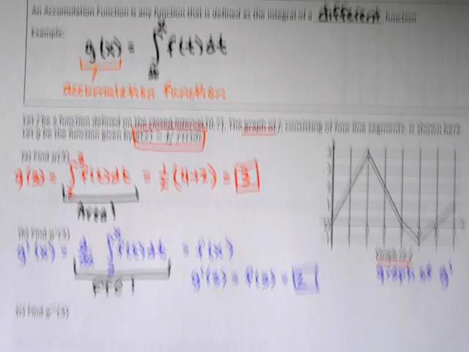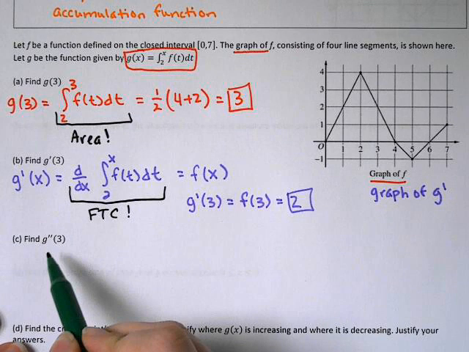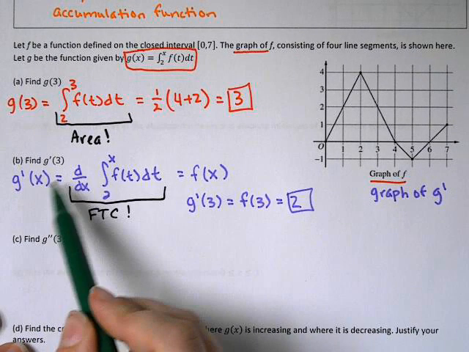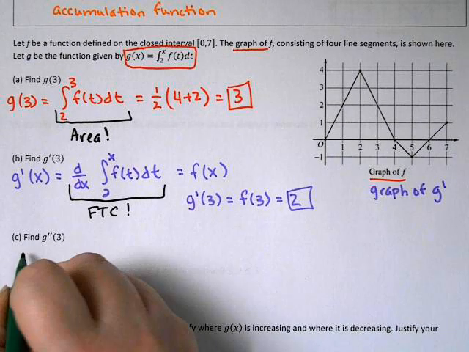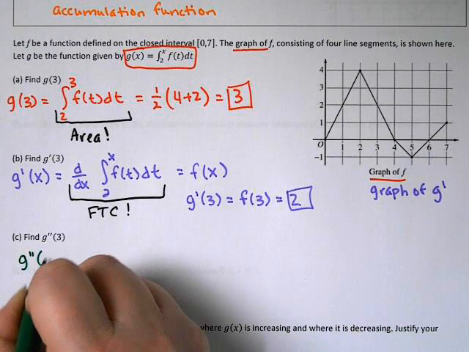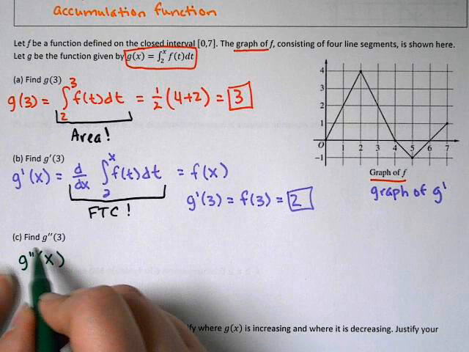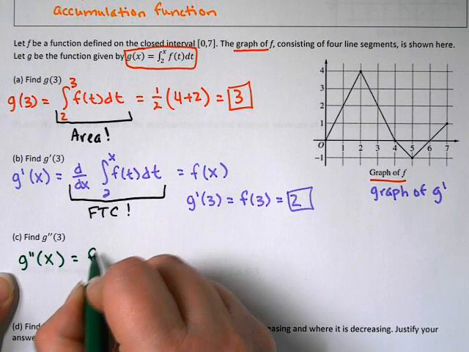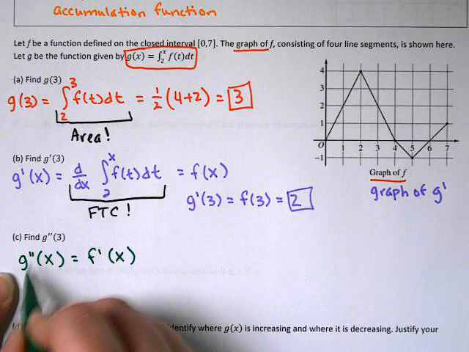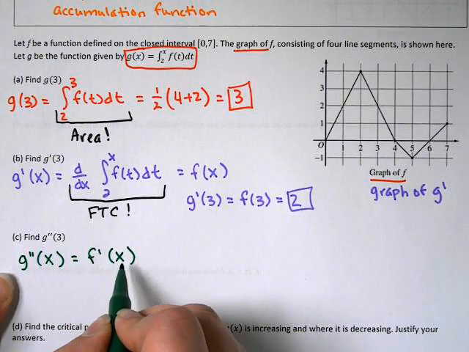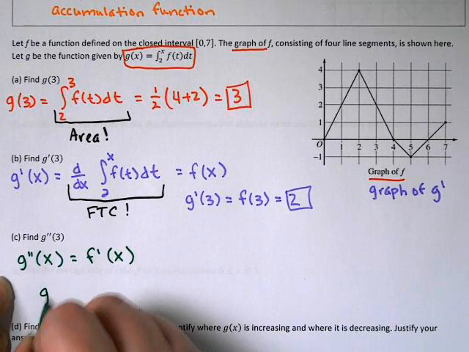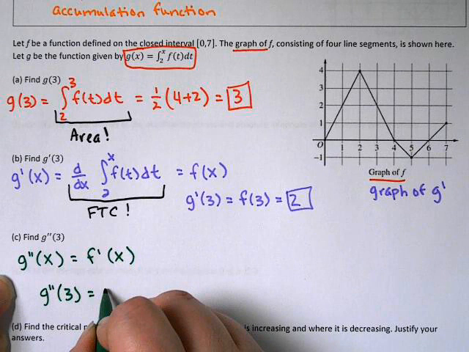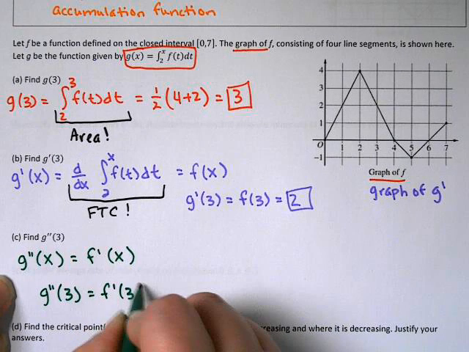Let's see, the next thing they're asking for is g double prime of 3. So kind of like up here where all I did was focus on g prime of x, let's find g double prime of x first also. So the second derivative, g double prime, really means I'm going to take the derivative of the first derivative. So g double prime of x equals f prime of x. So if I want g double prime of 3, that's going to mean I want f prime of 3.